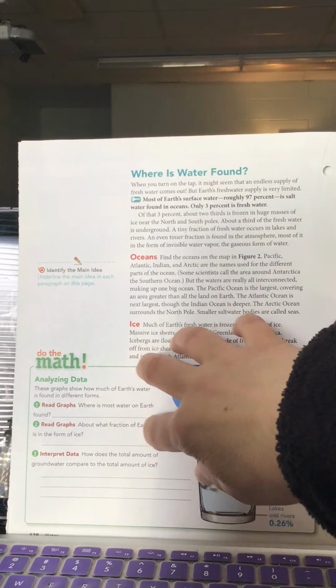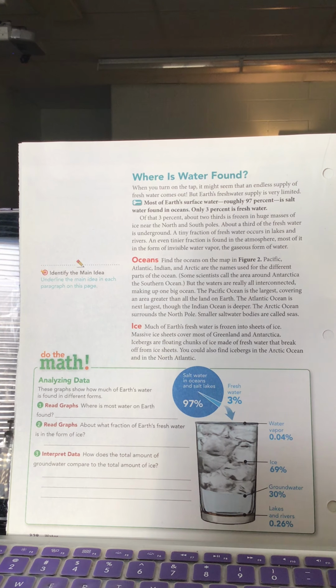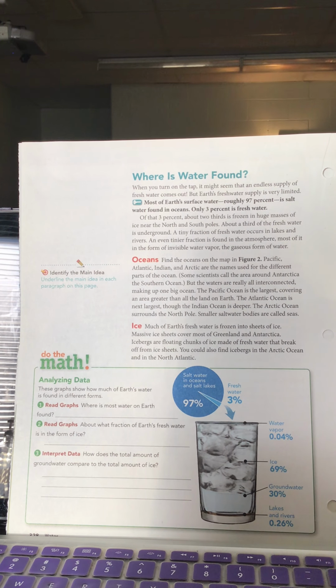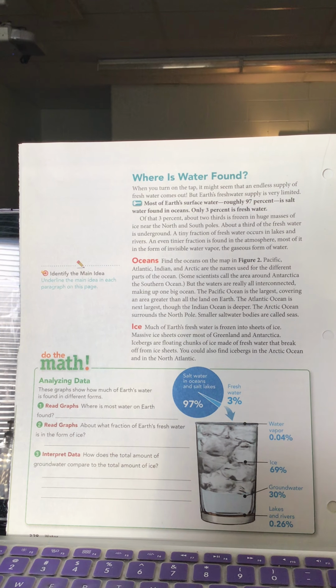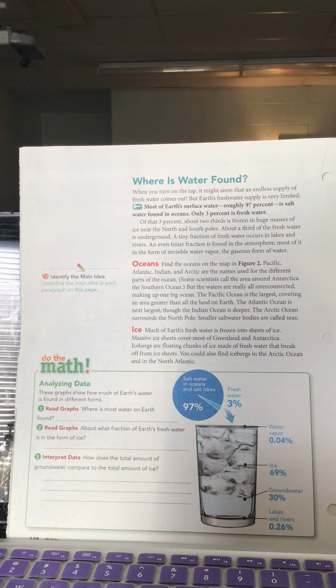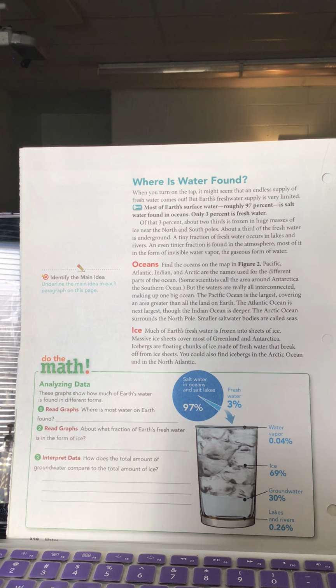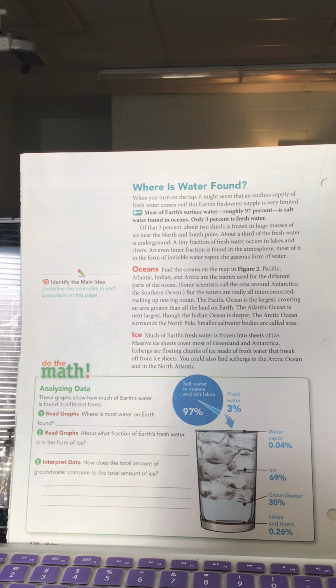Page 328, where is water found? When you turn on the tap, it might seem like an endless supply of fresh water comes out, but Earth's fresh water is very limited. Most of Earth's water supply, about 97%, is salt water found in oceans. I'm pretty sure this is one of the quiz questions. Only 3% of the water is fresh water.